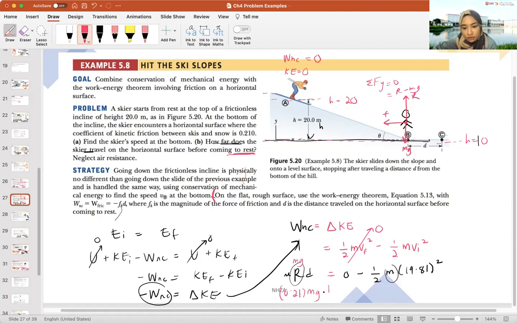We don't know what is our d, and this is going to be equal to minus 1 over 2 m 19.81 squared. Yay, we can cancel it out. So you can solve for D because G is just 9.81. So I'm going to use my calculator and find out if I get the same answer as the textbook. Times 9.81.